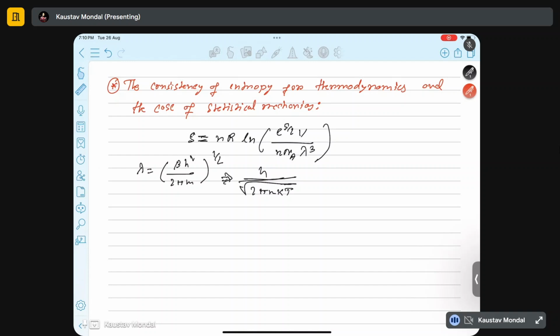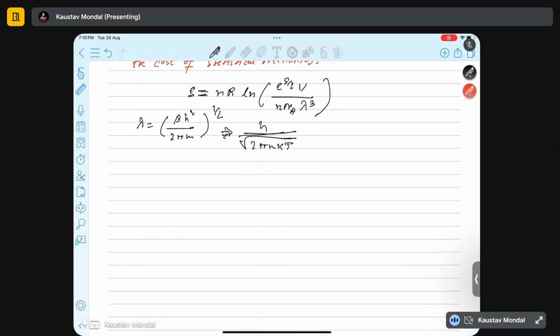Now there are a lot of constants involved, right? So you can combine all those constants together and write it in terms of just a single constant. So S would be then nr into ln. I'm combining all of this constant into one simple constant value, that is the A. So nr will be ln into AV. But A is the constant here. So S is basically nr into ln AV.